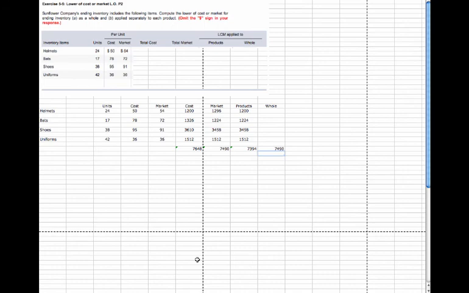Now what happens here, when you have a difference between lower cost and market, you need to do an adjusting journal entry. And that adjusting journal entry is going to reduce the merchandise inventory account, and you're going to recognize cost of goods sold. So in the case of here, where we have a difference between the product cost and the lower cost of market valuation, if I take 7,648 minus the 7,394, I need to make an adjustment of $254.